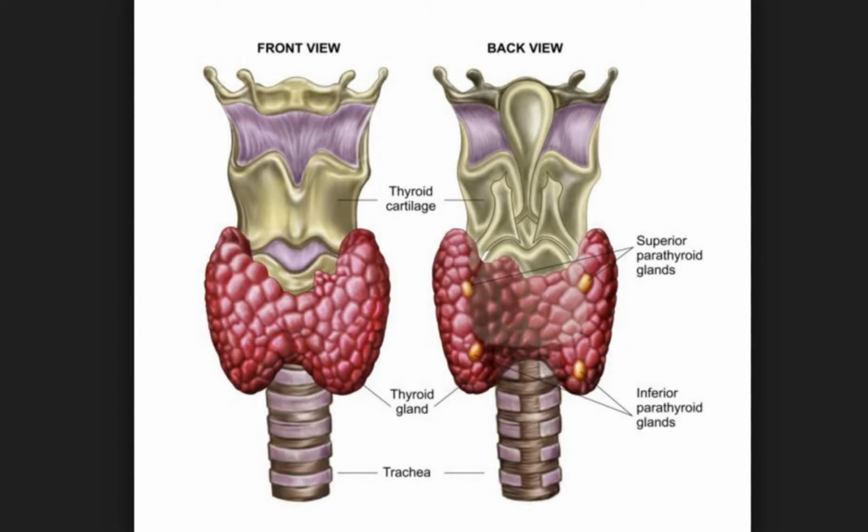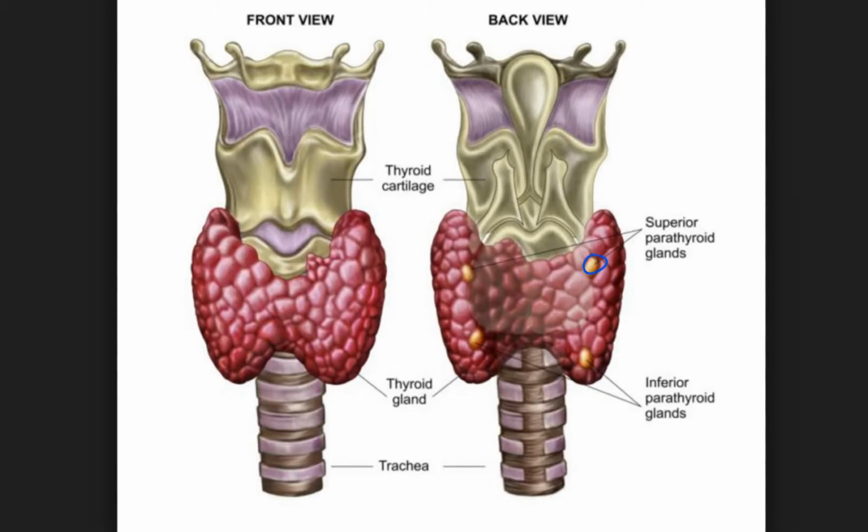Okay. On this one, this is a posterior view of the thyroid, the anterior view here, and when we flip it around, or a posterior view, what I'd like you to focus on here is the parathyroid glands. Okay, so we do have 4 of them. 2 on top and 2 on the bottom. The superior parathyroid glands and the inferior parathyroid glands.